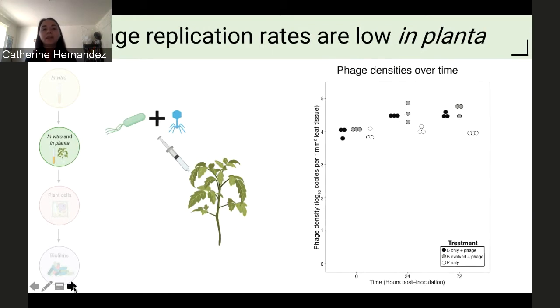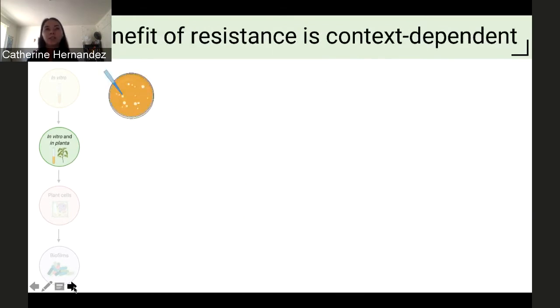And so our final experiment as part of this project was trying to get a sense of whether there's a benefit to being a resistant cell at all in these environments, especially when you're under phage selection. And so we selected for resistant and sensitive colonies in vitro for this assay. And then we grew them, the resistant and sensitive bacteria, in the presence and absence of phage in both environments, so lots of different combinations.